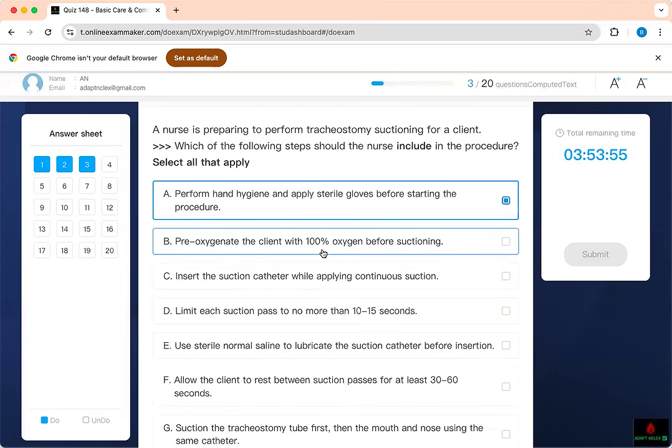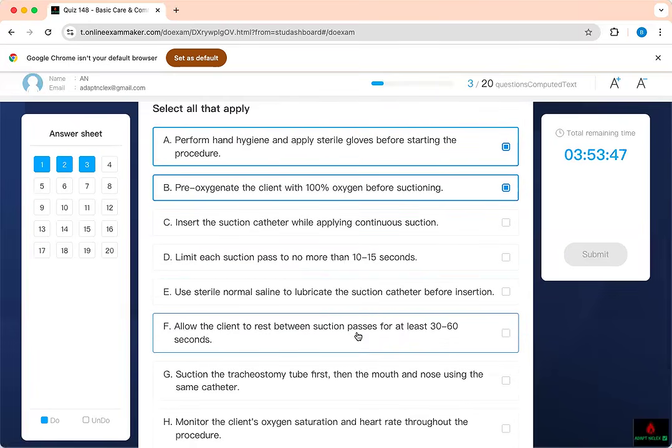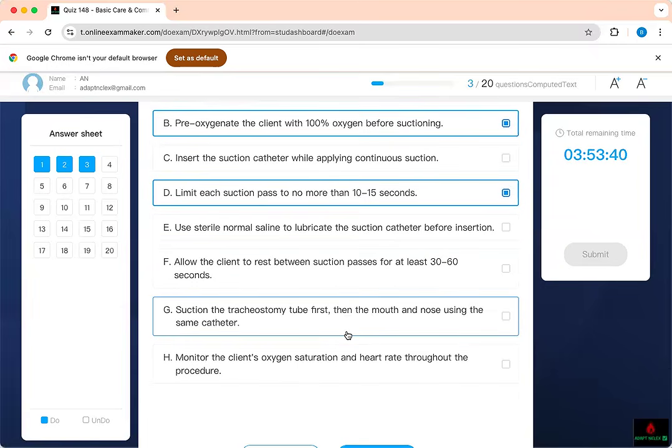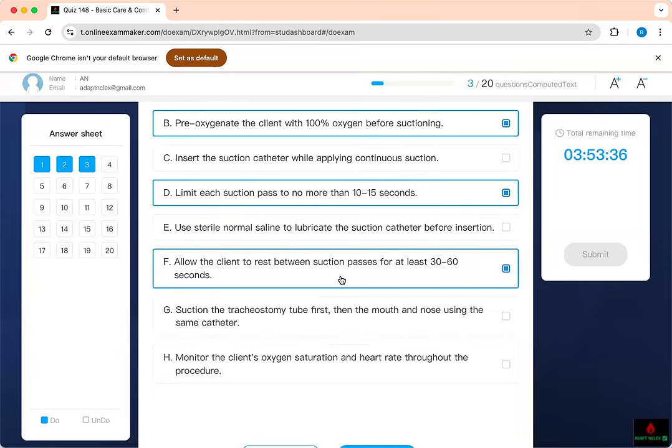The patient needs to be pre-oxygenated. Insert the suction catheter while applying pressure? When you insert, you should not apply any pressure, and you should limit suctioning to 10 to 15 seconds. You should not lubricate it with normal saline. It's not good. And allow the client to recover from it. 30 to 60 seconds is good.